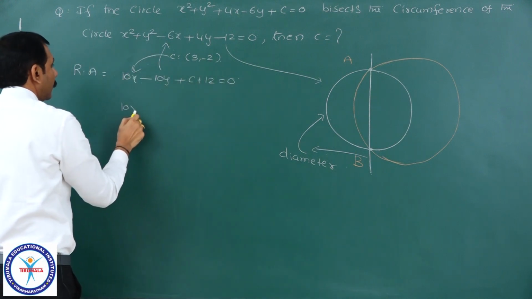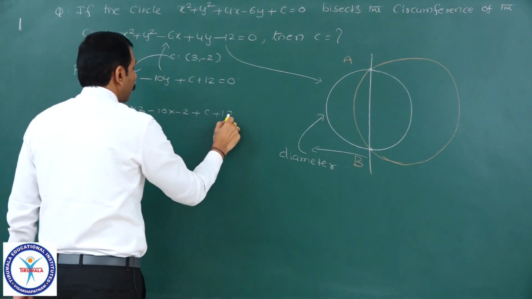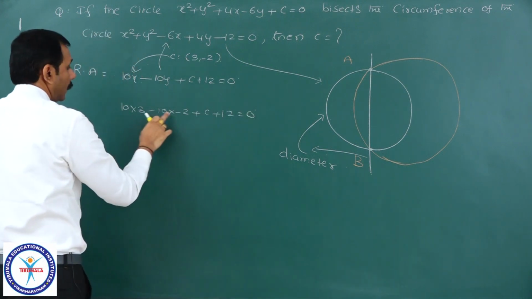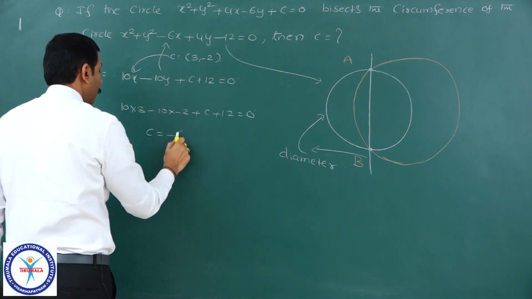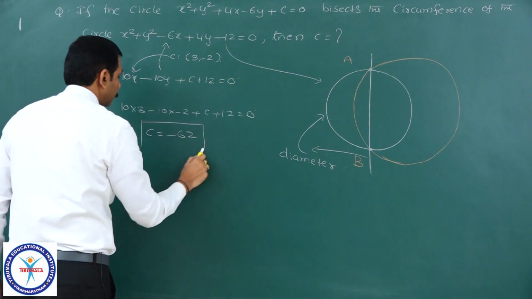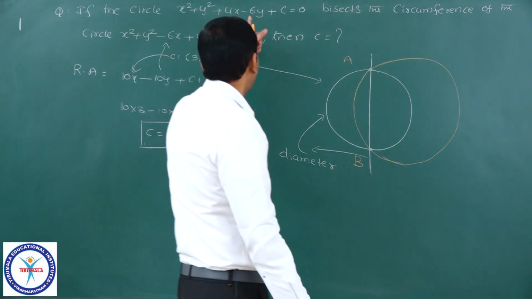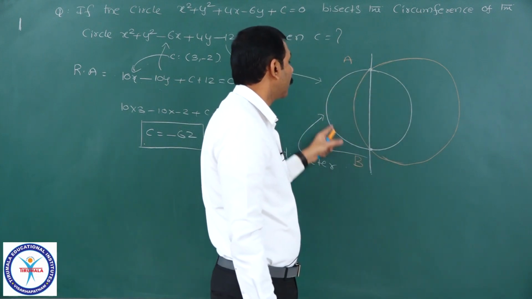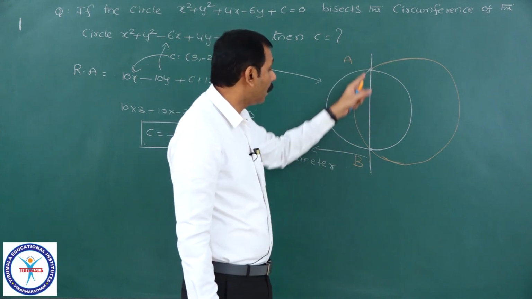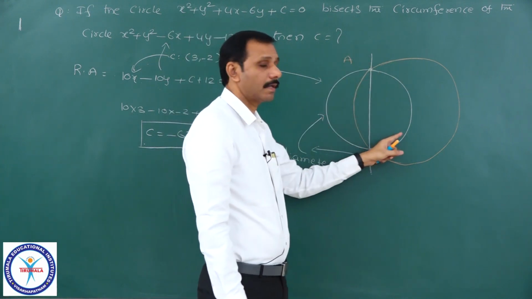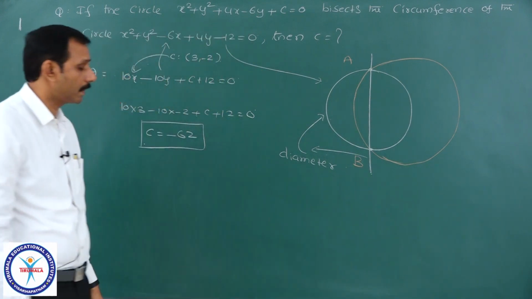I will substitute 10 into 3 minus 10 into minus 2 plus c plus 12 equal to 0. 30 plus 20, 50 plus 12, 62, therefore c equal to minus 62 is the answer. Simple one. One circle bisects the circumference of the other circle means the common chord will become a diameter of this circle. That is the concept here. Okay, we will move to the next problem.